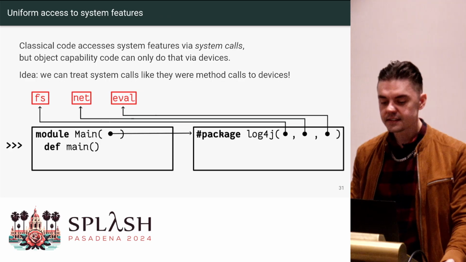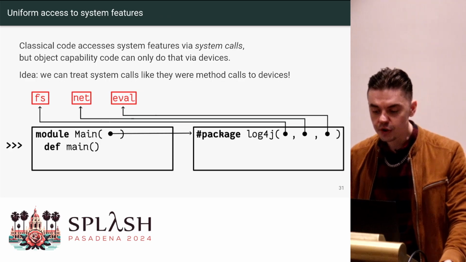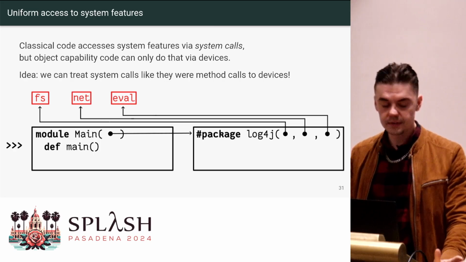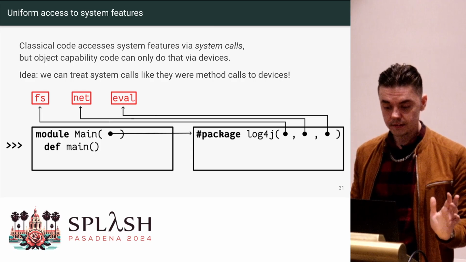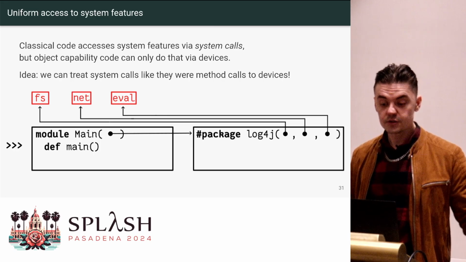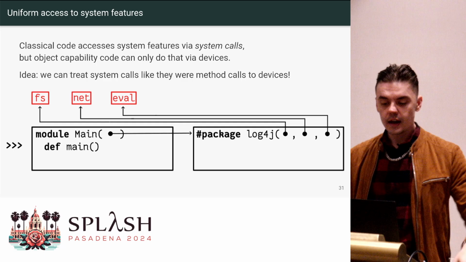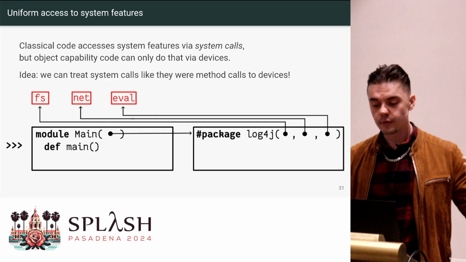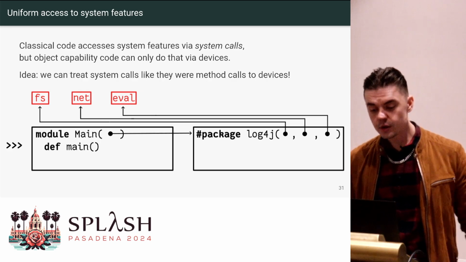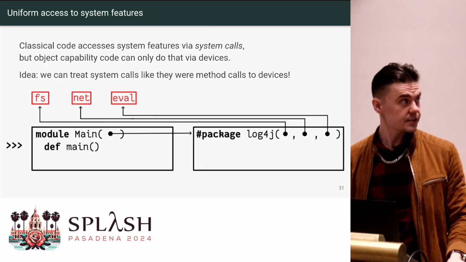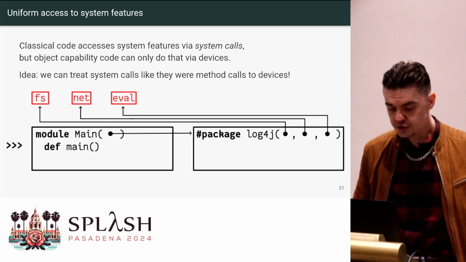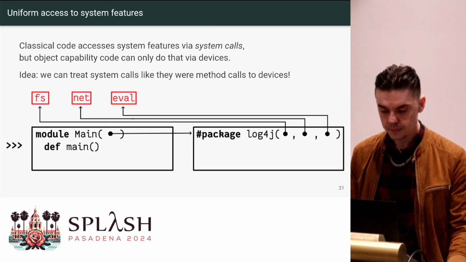Next thing is that classical code accesses system features via system calls, but in object capabilities, that can only be done with devices. To reconcile these two, we can just say that system calls are method calls to devices. So that's the picture that we should have in our heads. We act as though the log4j package was an object, and main had a reference to it, and log4j was doing its job by accessing devices, right? And we are interpreting existing code in this way. There is no modification to the package.